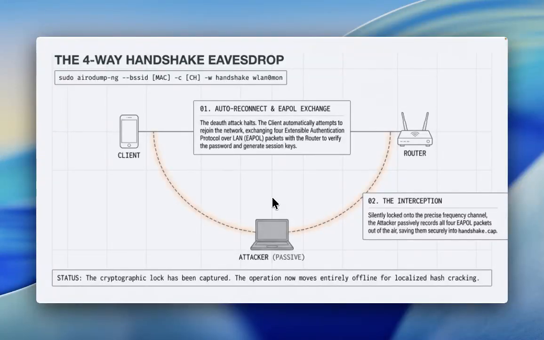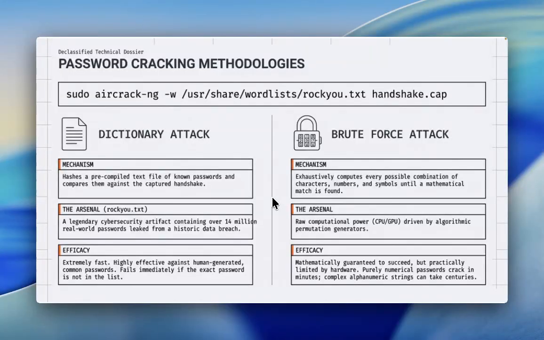The status: the cryptographic lock has been captured. The operation now moves entirely offline for localized hash cracking. Password cracking methodology: sudo aircrack-ng -w /usr/share/wordlists/rockyou.txt handshake.cap, a dictionary attack. Mechanism: it hashes a pre-compiled text file of known passwords and compares them against the captured handshake. RockYou is a legendary cybersecurity artifact containing over 14 million real-world passwords leaked from a historic data breach. Extremely fast and highly effective against common human-generated passwords, it fails immediately if the exact password is not in the list.